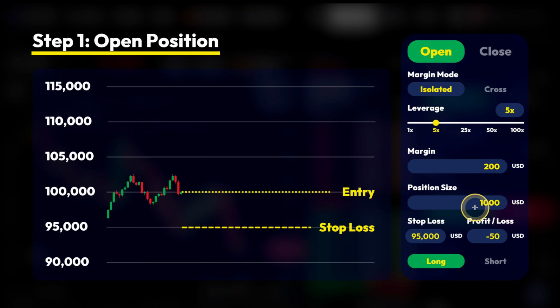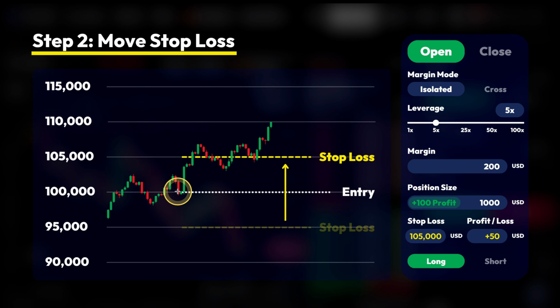Then we also know our position size, because of course $200 of margin, which is our own capital, times the 5x leverage will equal an entire position size of $1,000. So now we've got this trade opened. If the price doesn't go into our desired direction, we've limited our losses with a maximum 1% loss. However, if the price does move into our desired direction, we can move on to our second step, which is to move our stop loss above our entry.